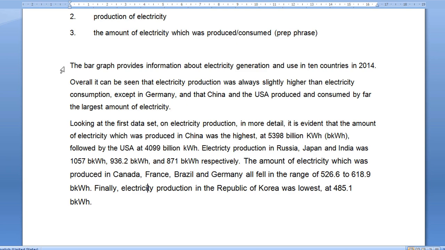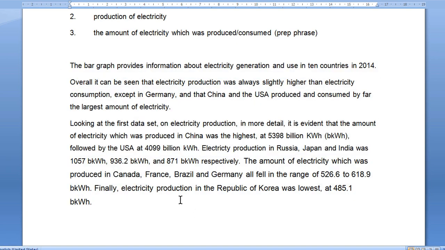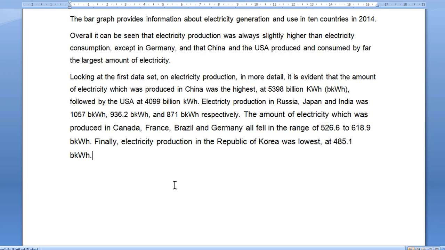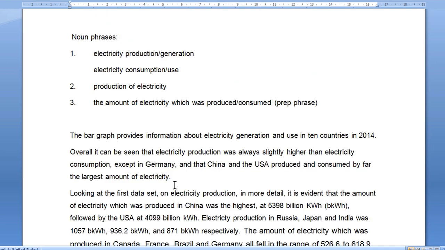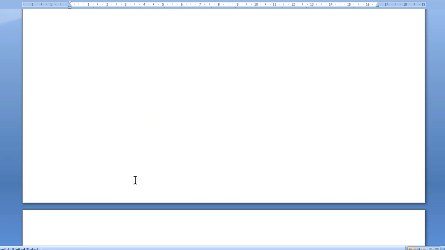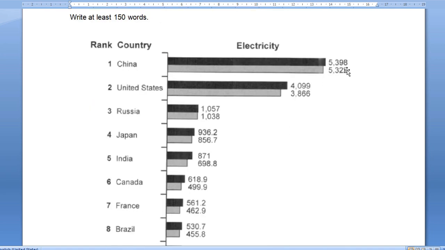Great. But I can see we've got a problem here. How many words is that? 142 words already. So, this is going to be a long essay. I'll try and make it a bit shorter. Right, linking language. Turning to the second data set on electricity consumption, it can be seen that, again, China and the USA were also the two highest.